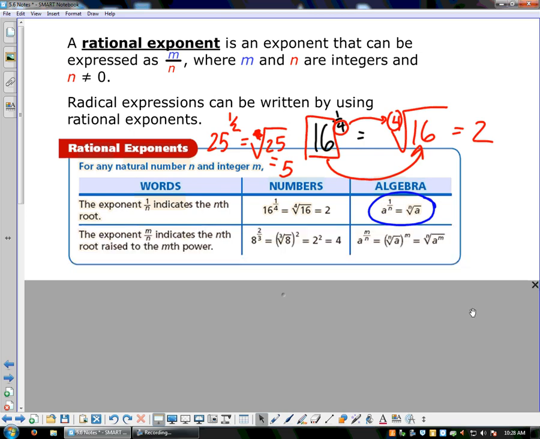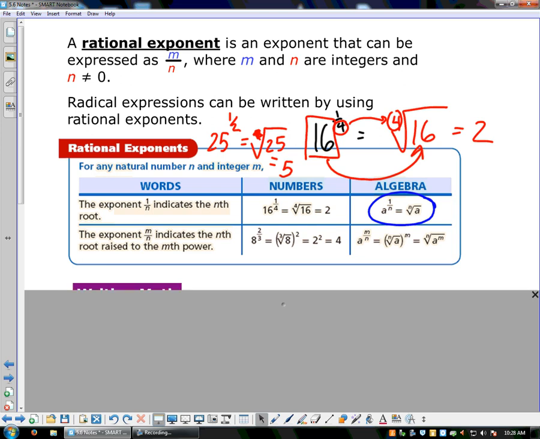What if we have a number in the numerator of our exponent? So the exponent m over n indicates the nth root raised to the m power. So for example, we see here that we have 8 to the 2/3 is equal to the cube root of 8 squared. Notice that the denominator became the index of the radical, and the numerator just was another power outside of the radical. So 8 to the 2/3 is equal to the cube root of 8 squared, but the cube root of 8 is just equal to 2, and so we have 2 squared, which gives us 4.